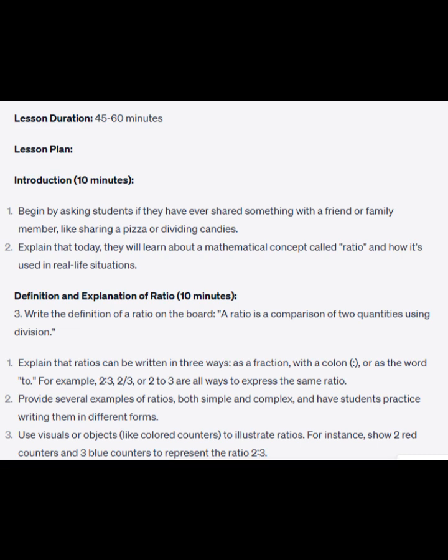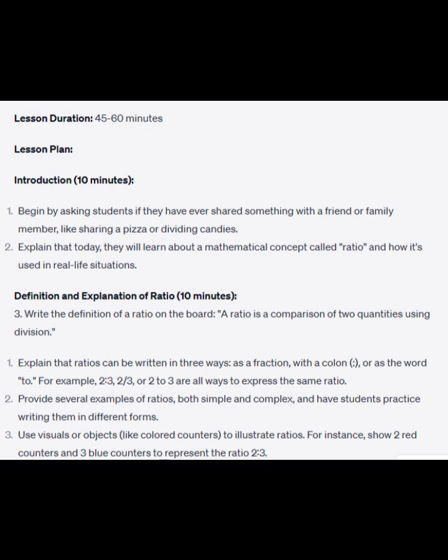Begin by asking students if they have ever shared something with a friend or family member, like sharing a pizza or dividing candies. Explain that today, they will learn about a mathematical concept called ratio, and how it's used in real-life situations. Definition and explanation of ratio, 10 minutes.